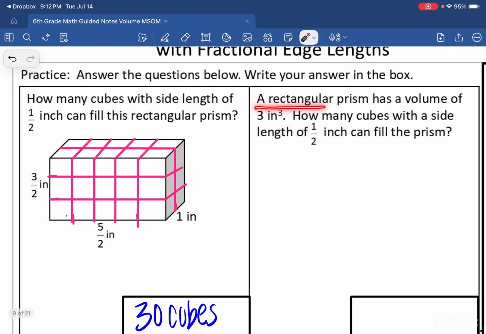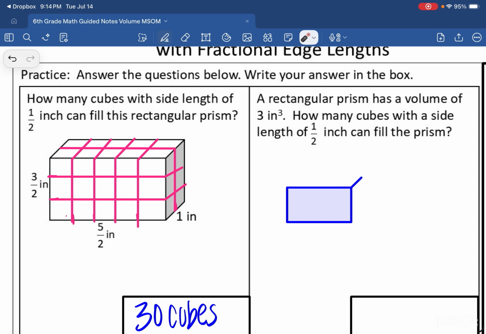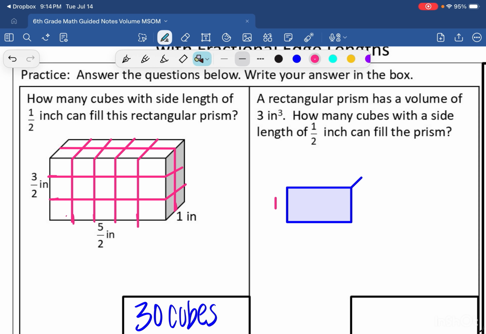A rectangular prism has a volume of 3 inches cubed. How many cubes with the side length of 1/2 inch can fill the prism? Let's draw a rectangular prism that has a volume of 3. We'll keep it simple. So to have a volume of 3, I'm going to have the height be 1, the length be 3, and the width be 1. That way 1 times 3 times 1 will give me a rectangular prism with the volume of 3. So I'm just going to sketch it. Now your sketch doesn't need to be perfect, but just good enough that you can understand it.